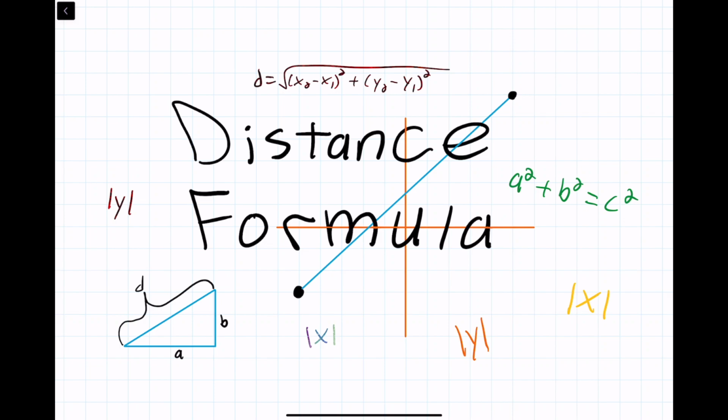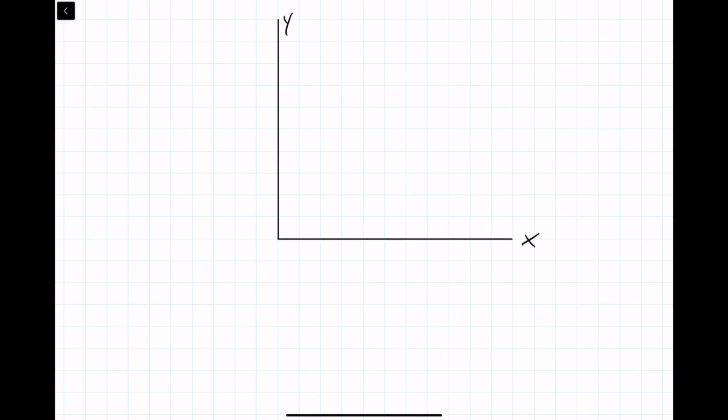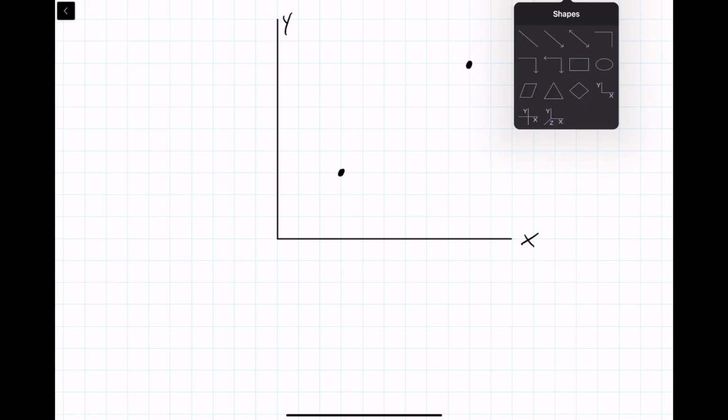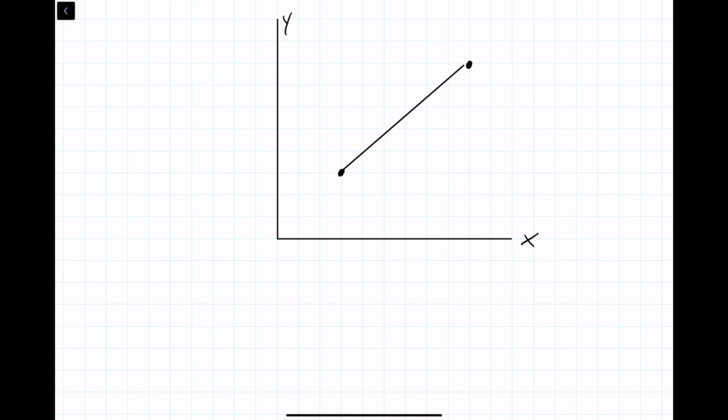The purpose of this video is to show you how to work with the distance formula. I'll begin the session by showing you how to derive the distance formula. Let's say we have 2 points on the graph, just 2 arbitrary points. So we'll choose these 2 points and we want to find the distance of this line, let's say d.